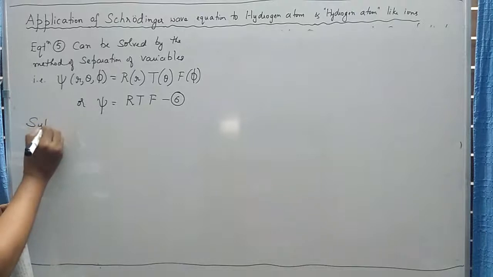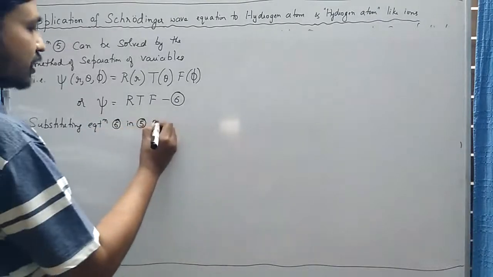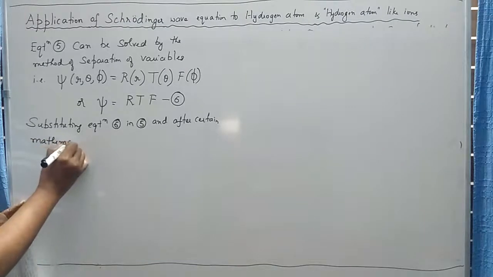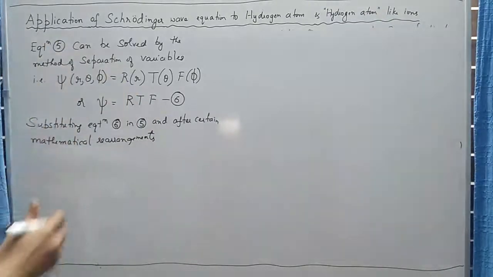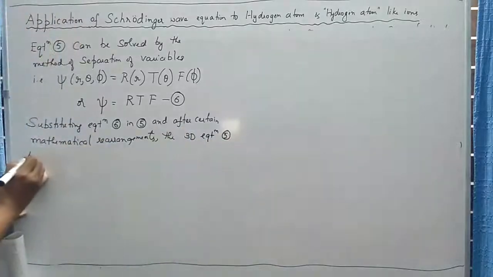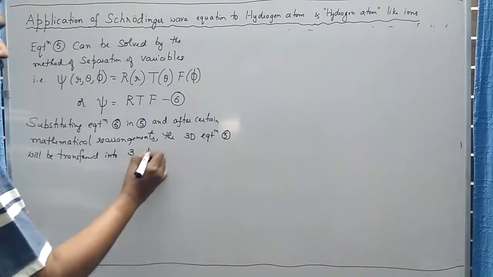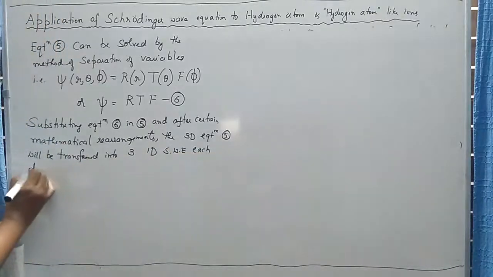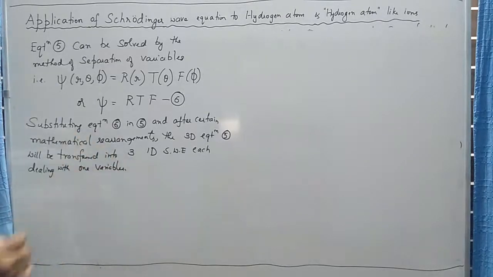So substituting equation 6 into equation 5, and after certain mathematical rearrangements and some mathematical calculations, the three-dimensional equation number 5 will be transformed into three one-dimensional Schrodinger wave equations or differential equations, each dealing with one variable.